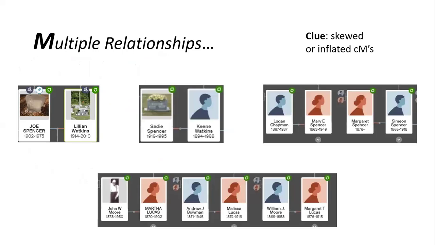Multiple relationships, and they're skewed and they can be inflated, which means you may be related to somebody in more than one way. Just looking at this, you've got a Spencer marrying a Watkins, the same family got a Spencer marrying a Watkins again, and you've got Chapman and a Spencer and a Spencer and a Spencer and a Moore and a Lucas and a Bowman and a Lucas and Moore and a Lucas. You've got all these people intermarrying, and they may be second cousins, or they may be first cousins once removed. If you see higher than the average for what you think the relationship is, it might be that you are related to that person in more than one way. So that's something else to consider.